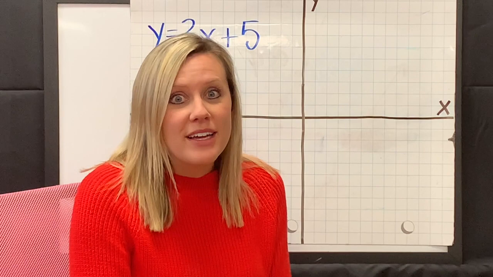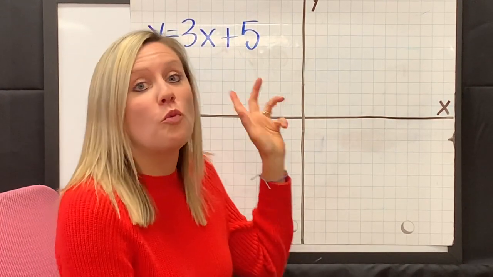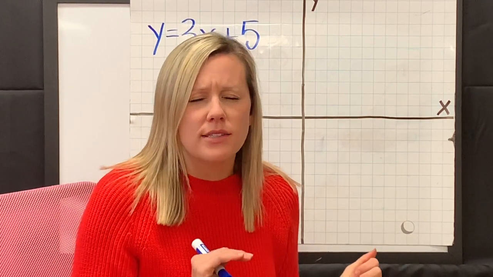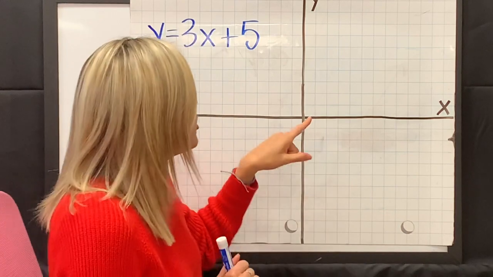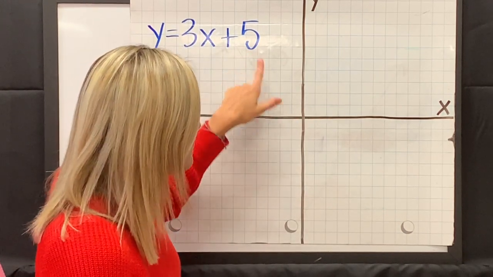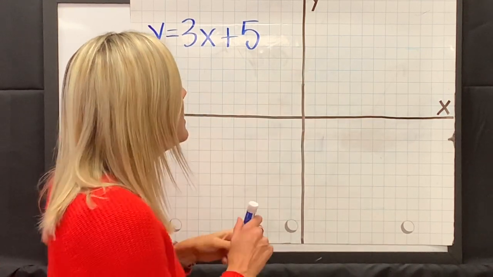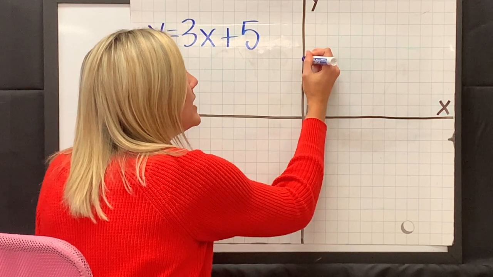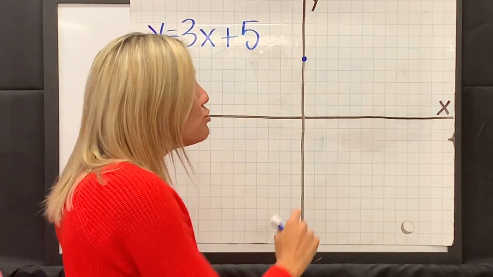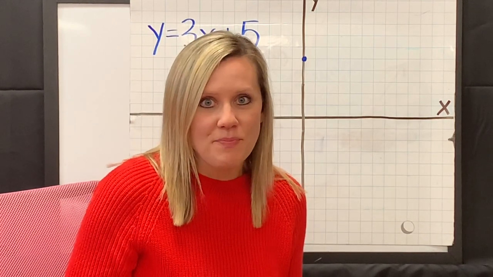So what we are going to do first is graph this number. This is called the y-intercept. It is where this line crosses the y-axis. So I'm going to start here at my origin, and I'm going to count up positive 5. 1, 2, 3, 4, 5, and I'm going to put a little point. That just means that this line is going to cut through the y-axis at 5, okay?